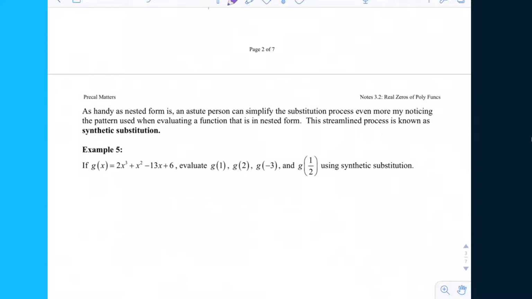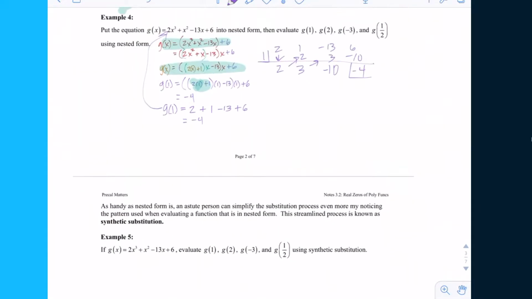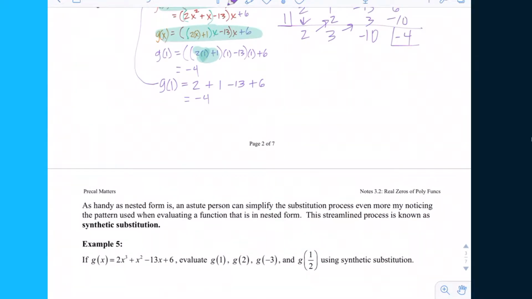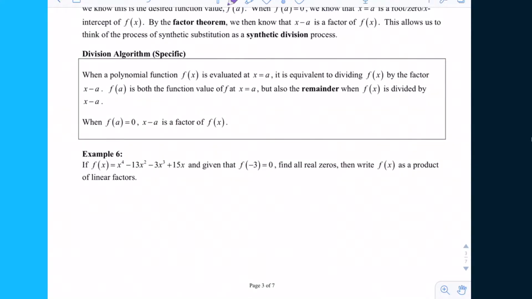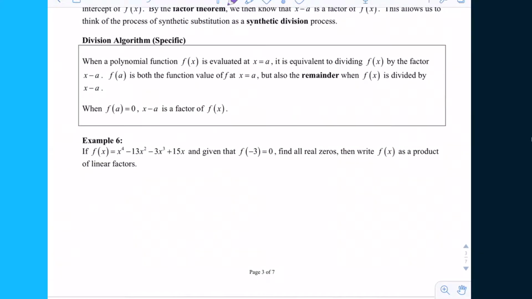So example 5 we could skip, because we just kind of did example 5. Example 5 is basically doing the synthetic process, which I just showed you in example 4. All right, let's look at this division algorithm here, which is kind of something we've already seen. It's basically the factor theorem, but it's stated a little bit differently.